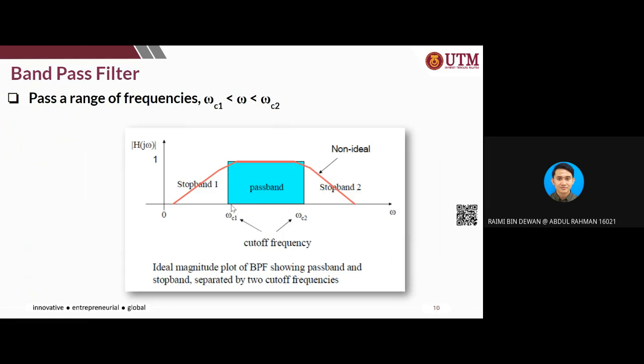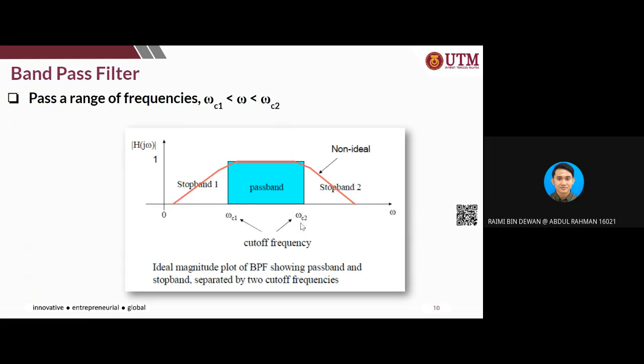cutoff frequencies, which are omega c1 and omega c2. Omega c1 is our low cutoff frequency, and then we have omega c2 as the high cutoff frequency. So here at omega c1, where the gain is reduced by a factor of 1 over square root of 2, it is going to attenuate the frequency below omega c1 so that it won't pass through.